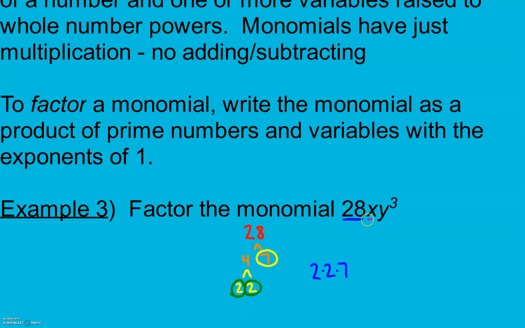Then I look at my variables. I have an x, so I multiply by an x. And then I have y cubed, which is the same as y times itself 3 times. So times y times y times y. Base times itself, exponent number of times. And there I have 28xy cubed in factored form.